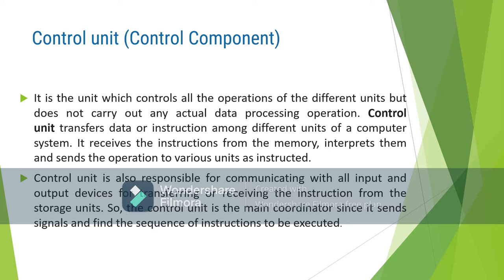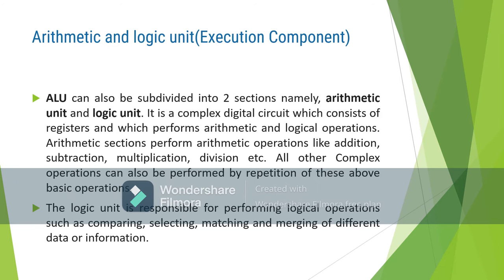Control unit is also responsible for communicating with all input and output devices for transferring or receiving the instruction from the storage units. So the control unit is the main coordinator, since it sends signals and finds the sequence of instructions to be executed. And then the next very important execution component of the CPU is the arithmetic and logic unit.